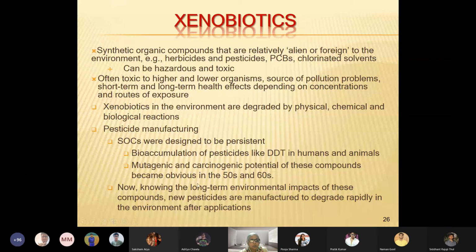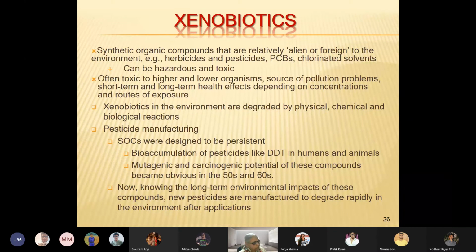So once this long-term environmental impact of these compounds became known, there has been a complete change in the philosophy behind the manufacturing of pesticides. So now the pesticide manufacturer has a responsibility, and that is to prove, before they market the pesticide, that the pesticide is not persistent, meaning that it will degrade very quickly after it is applied to the environment.